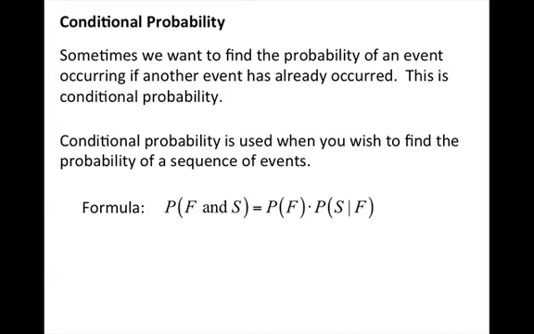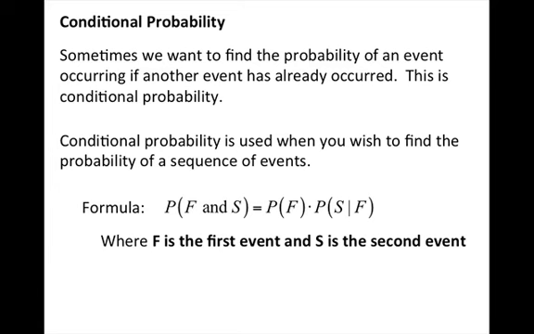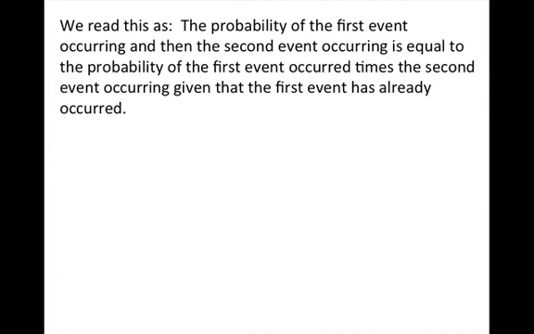The formula for this is the probability of F and S equals the probability of F times the probability of S given F. In this formula, F represents the first event and S represents the second event. If I read this formula with the meaning in it, I would say the probability of the first event occurring and then the second event occurring. That's the probability of F and S.